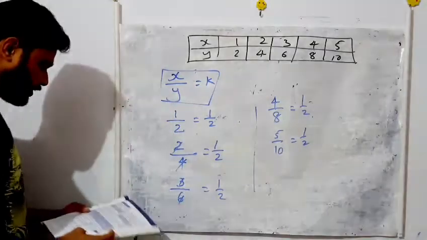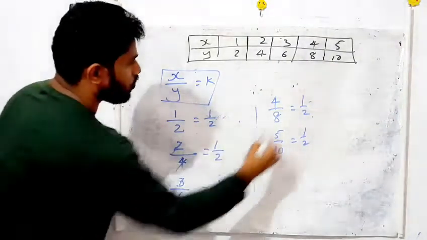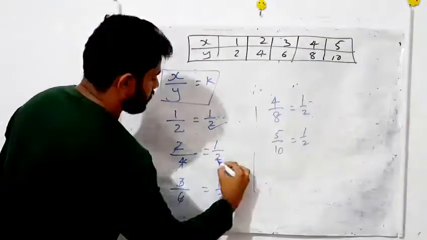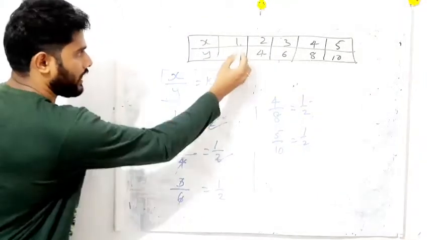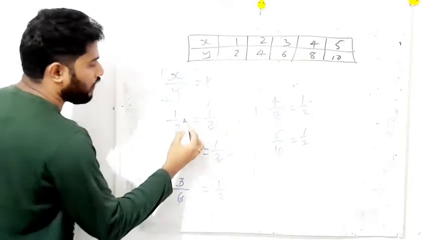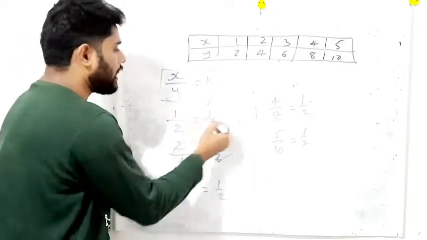the equation, okay? This equation shows that k is constant. x by y is equal to k. Here x by y, where x is 1 and y is 2, is 1 by 2, which is equal to 1 by 2. Here x upon y is 1 by 2.